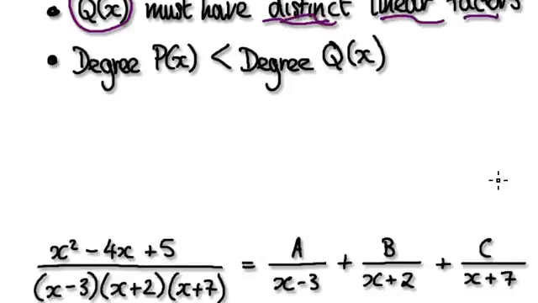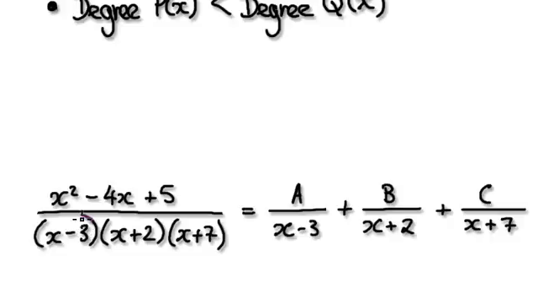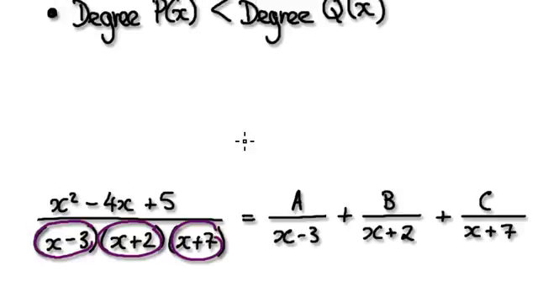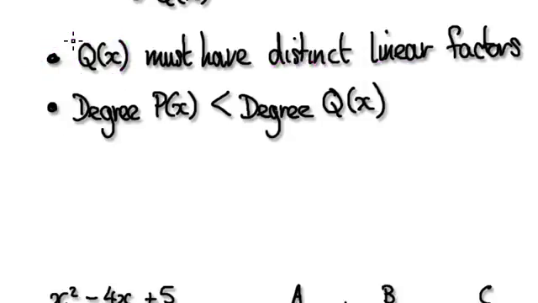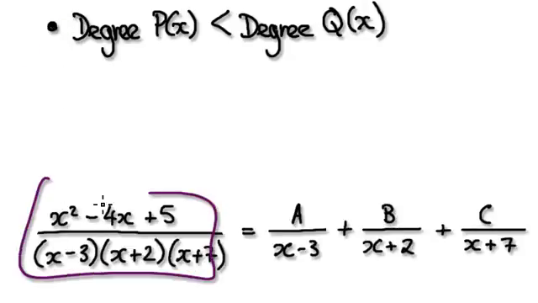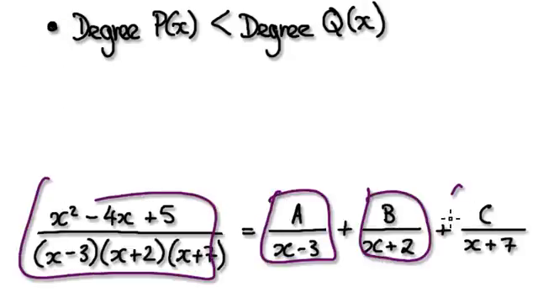So let me give you this example here. You see, all the factors here are distinct, and they're all linear as well. So this condition here is satisfied. Okay. So in general, if you have something like this, you can actually break it up like this.